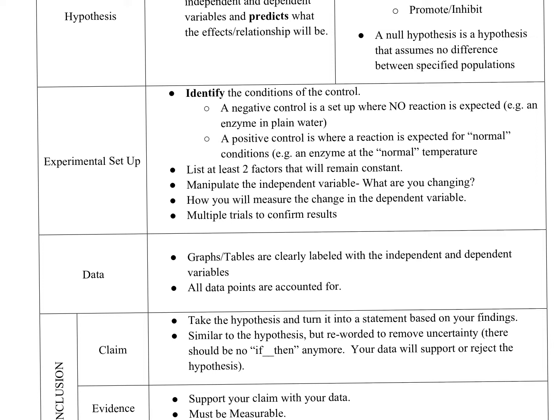Typically, there will be two types of controls. A negative control is a setup where no reaction is expected. So for example, if you were testing an enzyme, you may have a setup that has just plain water and no enzyme added. So you would expect no reaction to take place. A positive control is a reaction that is expected for normal conditions. For example, an enzyme at normal temperature.